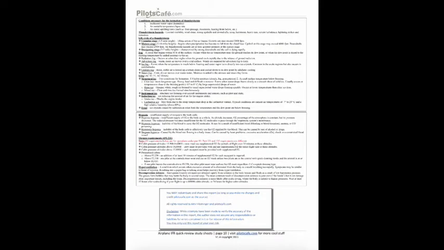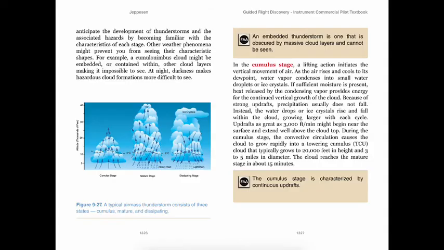Thunderstorm hazards. Limited visibility, wind shear, strong updrafts and downdrafts, icing, hailstones, heavy rain, severe turbulence, lightning strikes, and tornadoes. The life cycle of a thunderstorm.